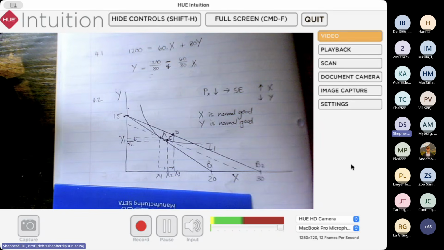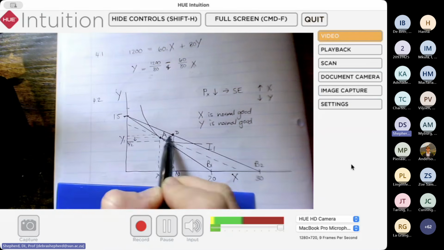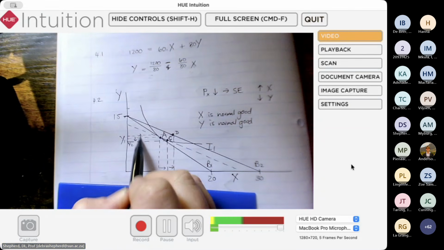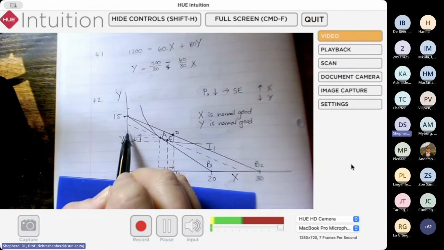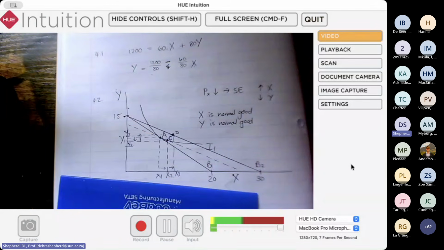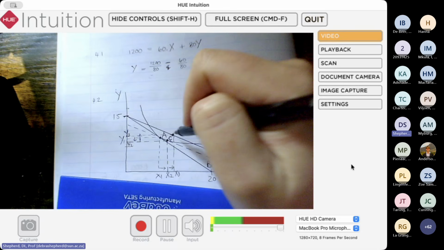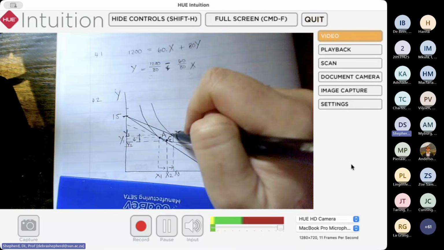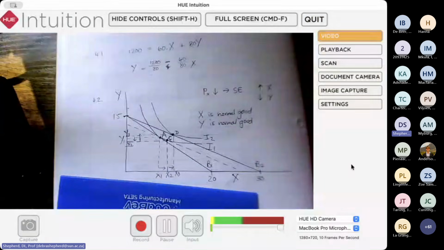It goes from X2 to X3. And it is also positive for Y because we end up going from Y2 to Y3. So the final outcome of D is theoretically correct. It shows that these two products are normal goods. Okay. And then to complete the picture, you would have to have an indifference curve tangent to the new budget constraints at that point, D.